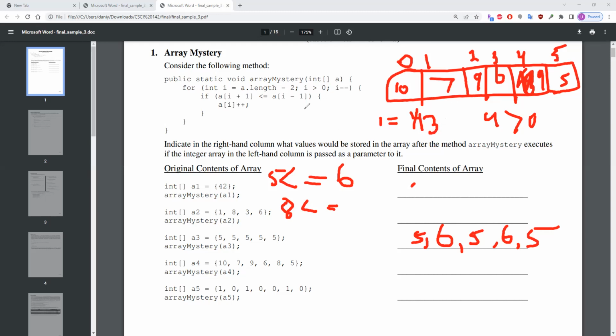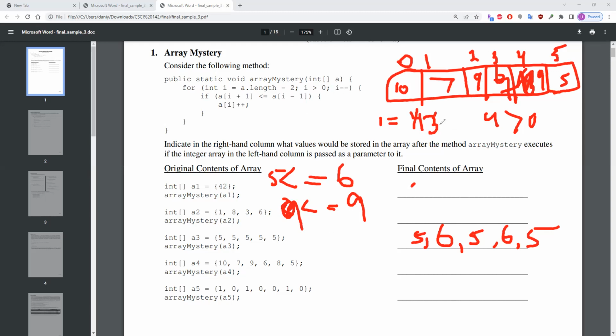And now we are testing index 3, A of I plus 1. 3 plus 1 is 4. At index 4, it's 9. Is 9 less than or equal to A of I minus 1? 3 minus 1 is 2, so at index 2 we have 9. Is 9 less than or equal to 9? 9 is not less than 9, but equals to 9. So A of I plus plus, A of I is 3. At index 3, we have 6. 6 plus plus will be 7 now. So your index 3 and 4 are updated.